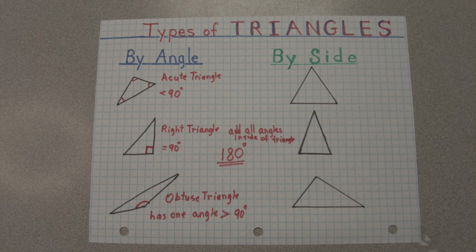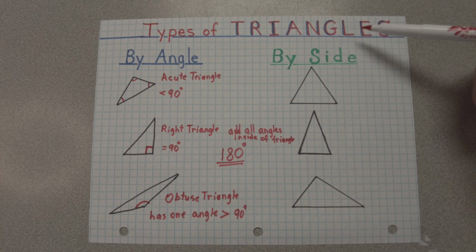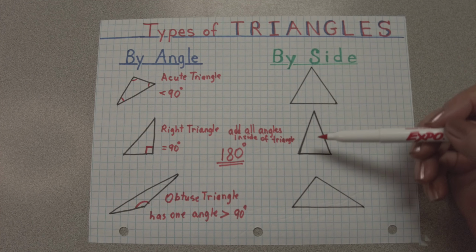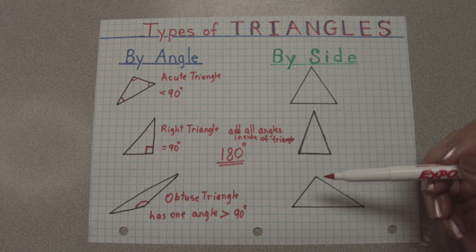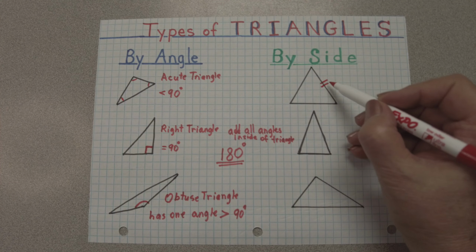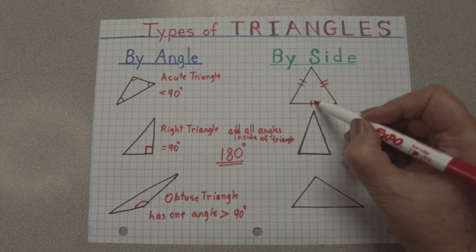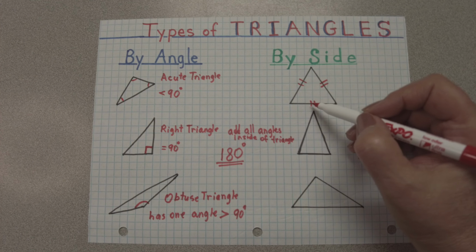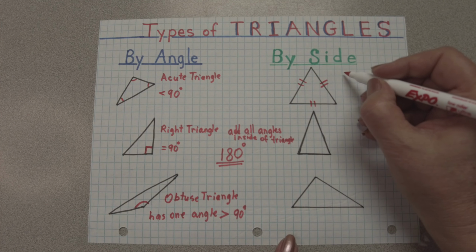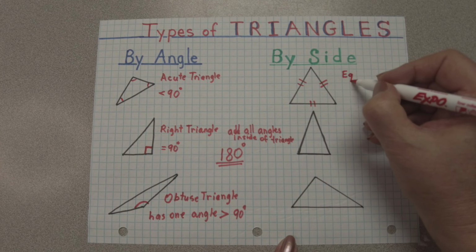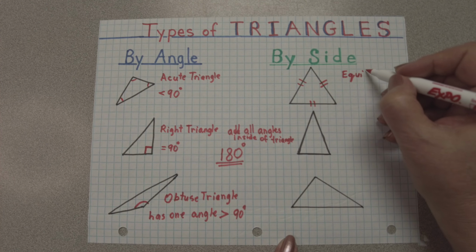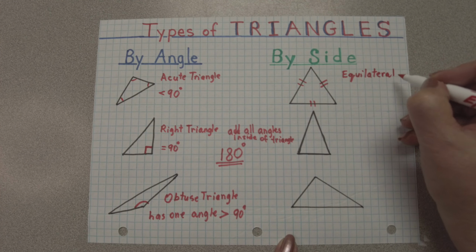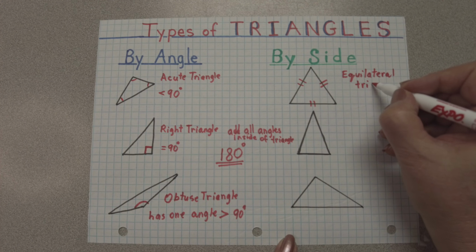Now we're gonna learn types of triangles by side. In this case, again, we have three kinds of triangles. The first one we call equilateral because all three sides are equal. If all three sides are equal, we call this kind of triangle an equilateral triangle.